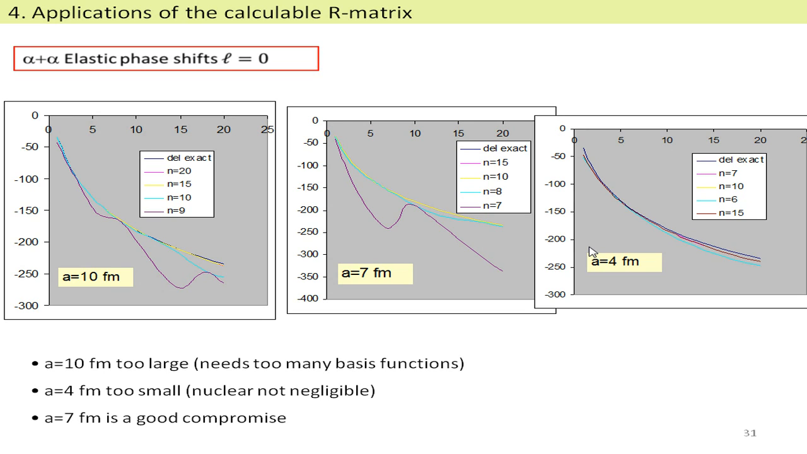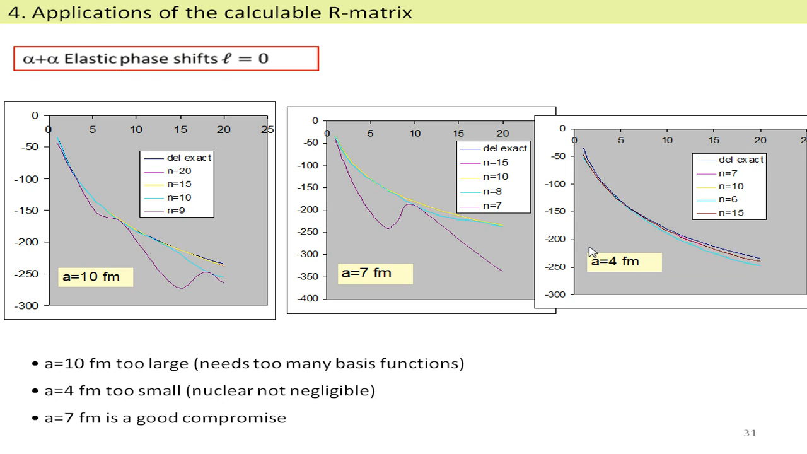So from these numerical tests, we can say roughly that 10 Fermi is too large from the point of view of the computer times. There are too many basis functions. A equal 4 is too small. You cannot apply the R matrix. And there is a compromise. As always, there is a kind of compromise. And in that case, 7 Fermi is a good compromise.